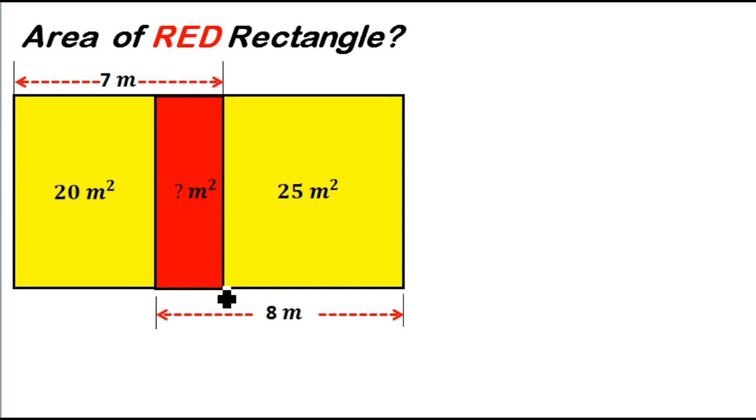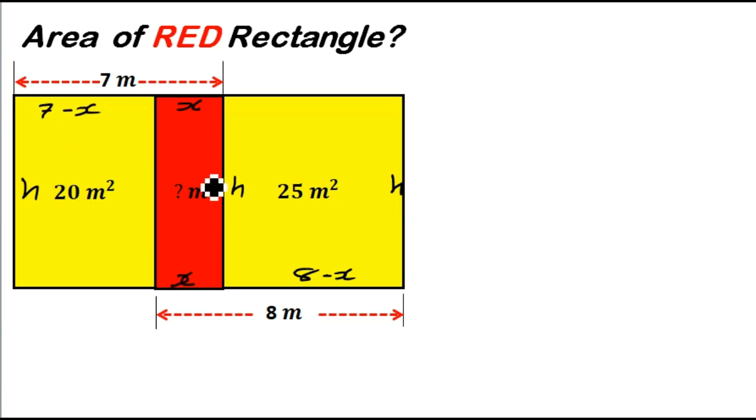You can let the length of this red rectangle be x and the height be h. So it means all these will be h. Now from this point to this point you've been given to be 8 meters. So if here is x, then it means here is 8 minus x. Again, from this point to that point you've been given to be 7. So if this is x, then from this point to this point is 7 minus x.